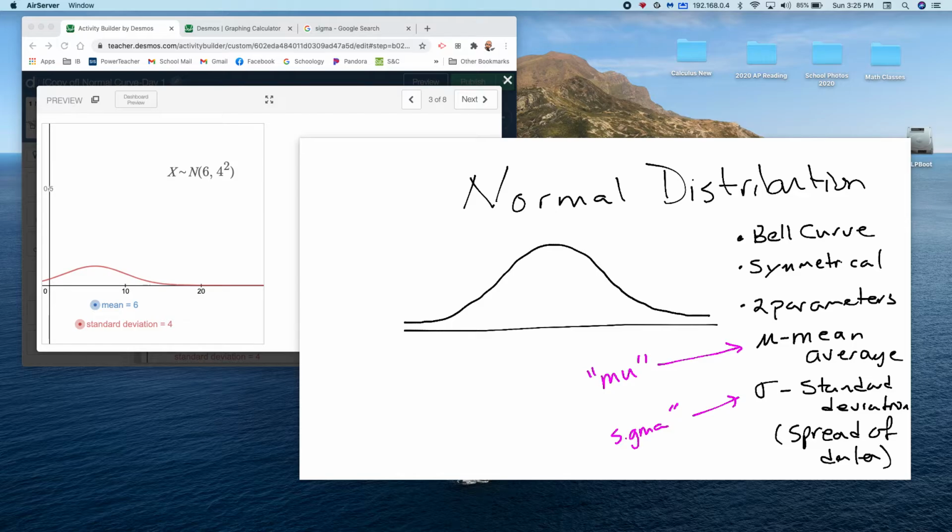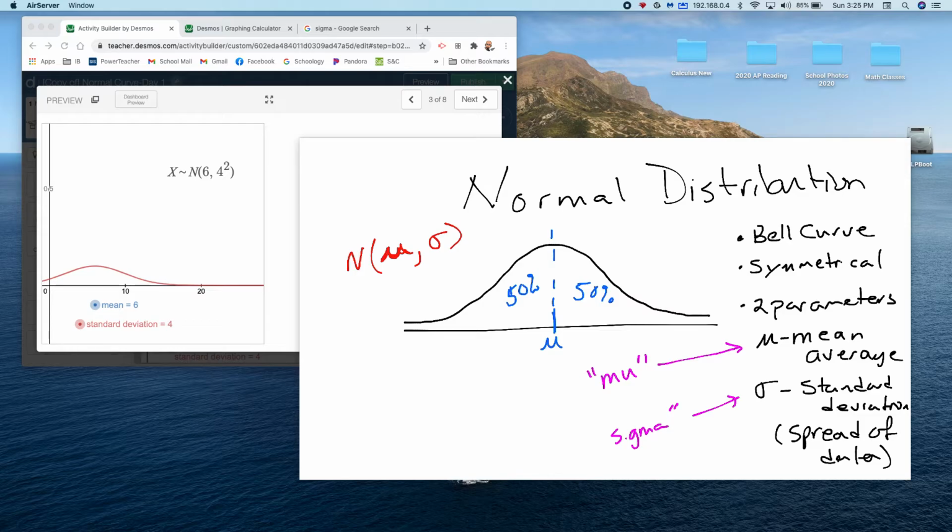When you write a normal curve and you describe it, you would have N, and then you'd have the mean, whatever that is, and then the standard deviation. So you really want to label a diagram like that. The other thing that you should know is that the mean is right in the middle. The mean splits it right down the middle, so 50% is over here and 50% is over there.